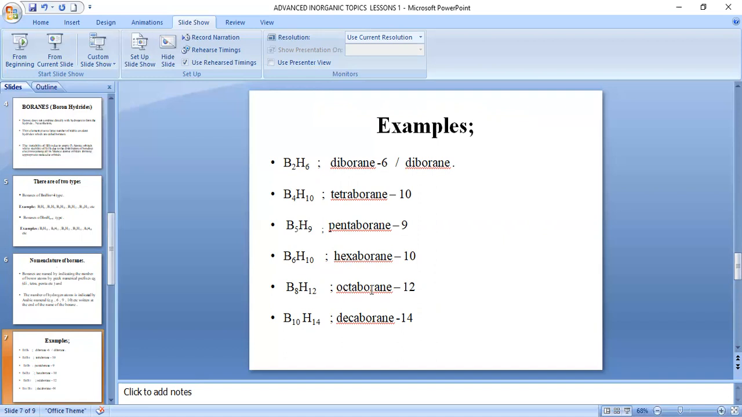I told you we name them the way we used to name the shapes. Remember the octagon, hexagon, pentagon, but this time instead of putting gon, we put borane. We have said if it is 5, penta, then pentaborane-9, hexaborane-10, and so on and so forth.